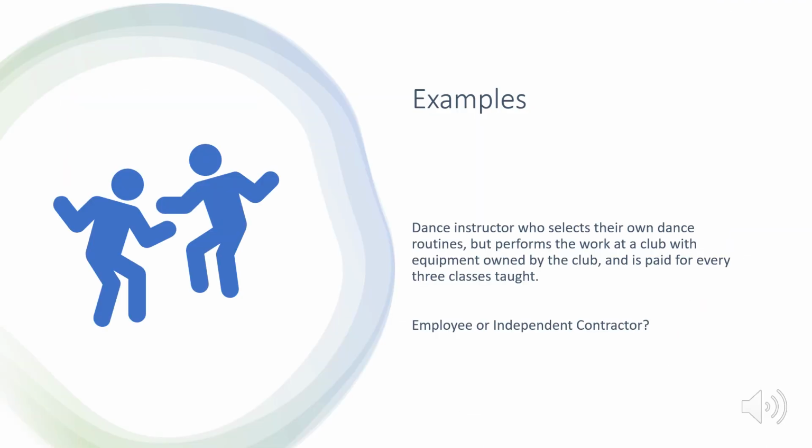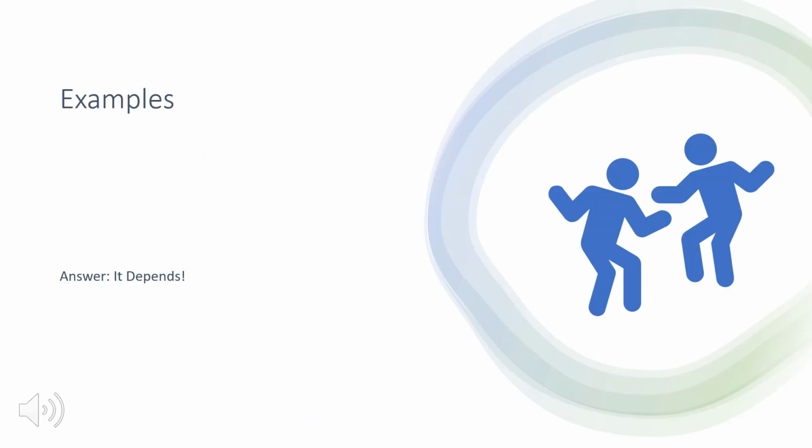So for our final example, we have a dance instructor who selects their own dance routines, but performs the work at a club with equipment owned by the club, and is paid for every 3 classes taught. Would this be an employee or an independent contractor? Now this example is far less clear in determining whether the worker is an independent contractor or an employee. So looking at the fact pattern, we have a dance instructor who selects their own dance routines.